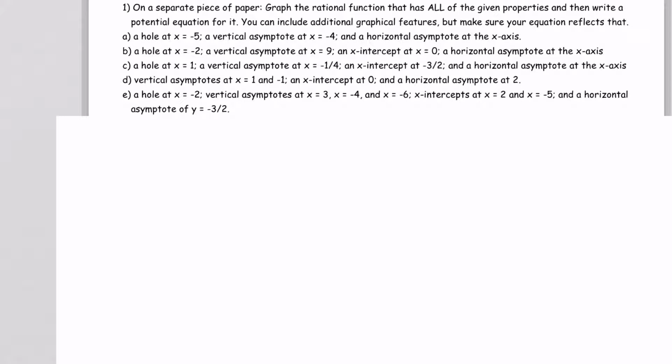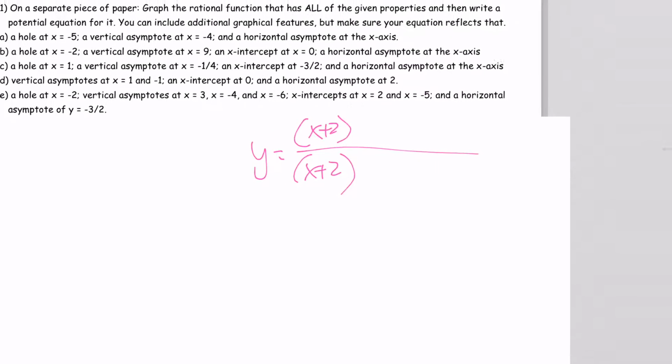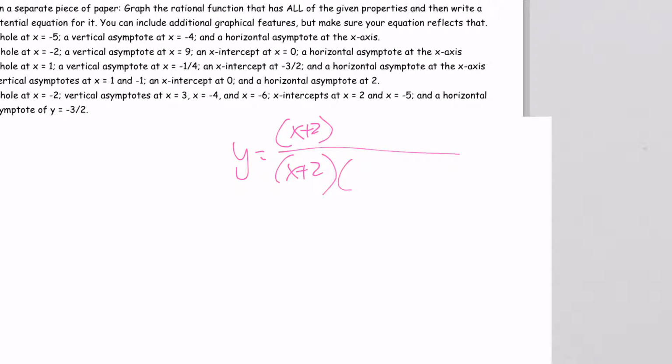All right, one last graph, a hole at x equals negative 2. So y equals, need to have an x plus 2 in the top, gotta have an x plus 2 in the bottom as well. Vertical asymptotes at x equals 3 and x equals negative 4 and x equals negative 6. Holy moly. So I need an x minus 3. I need an x plus 4, and I need an x plus 6.